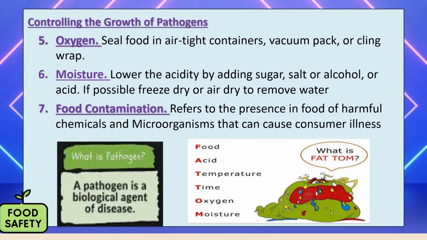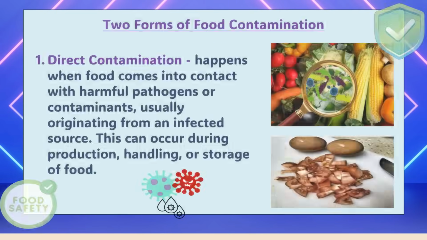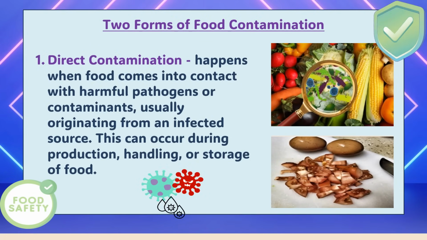Food contamination refers to the presence in food of harmful chemicals and microorganisms that can cause consumer illness. The two forms of food contamination: the direct contamination and the cross-contamination. The direct contamination happens when food comes into contact with harmful pathogens or contaminants, usually originating from an infected source. This can occur during production, handling, or storage of food.